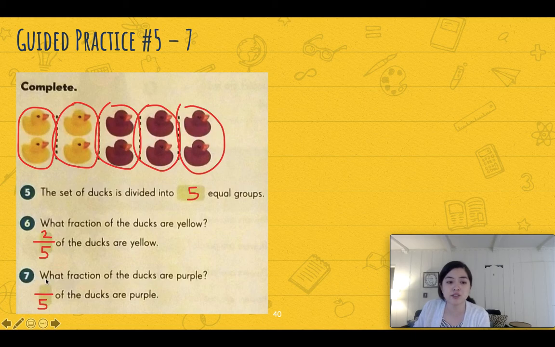Now for number 7, what fraction of the ducks are purple? Now my denominator is 5 because I'm going to do it in equal groups. Okay, so there's total of 5 equal groups. Now, what fraction of the ducks are purple? So how many equal groups of purple ducks do I have? 1, 2, 3. 3 equal groups, so that goes in the numerator. 3/5 of the ducks are purple.